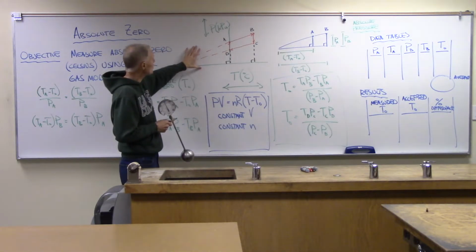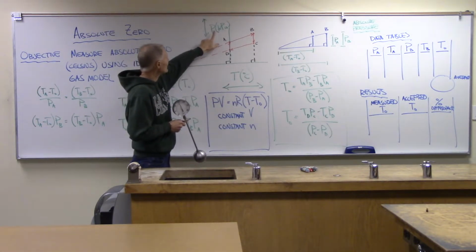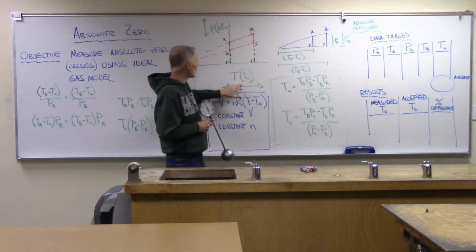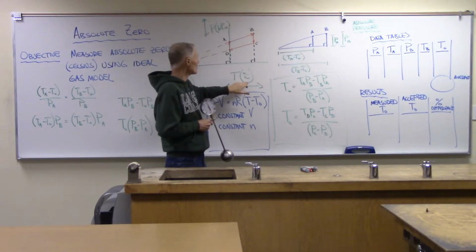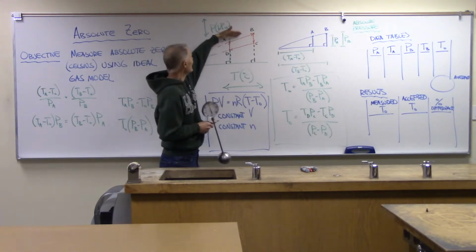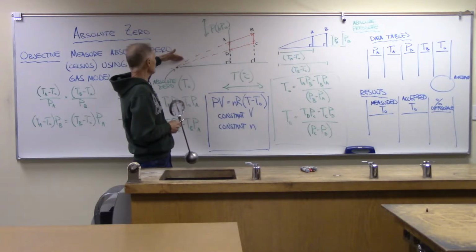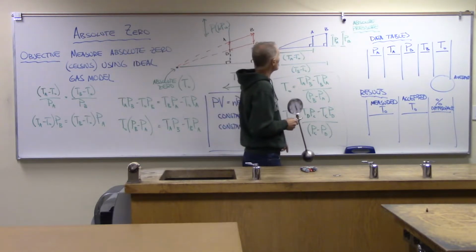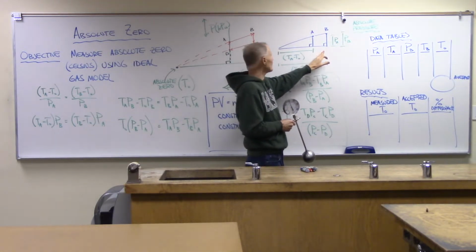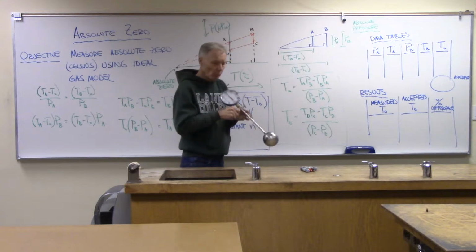Now, if I take a look at this graph, the vertical axis is pressure. We're going to be measuring those in kilopascals. The horizontal axis is temperature. We're going to be measuring that in Celsius. If you take a look at this graph with these lines extrapolated backwards, what we've got are a couple of right triangles on our graph.